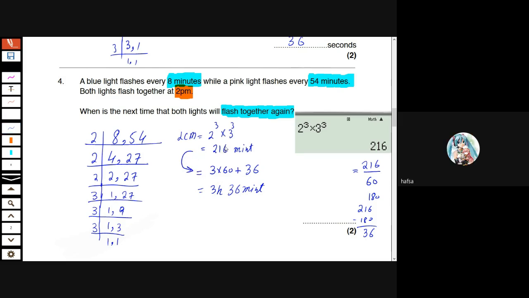No, sir. I just break 216 into minutes because we have 3 hours in it. So I just write it because I want to convert into hours, and there are minutes left here. So, yeah, it started from 2 p.m. So 2 p.m. plus 3 hours. So 3, 4, 5. The time they are going to flash together is 5:36 p.m. Yes, your answer is correct.